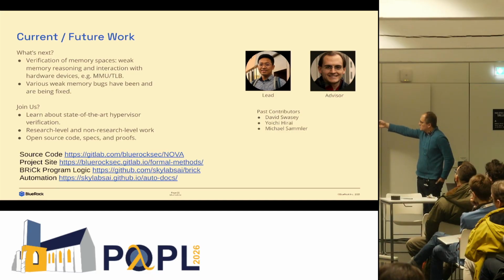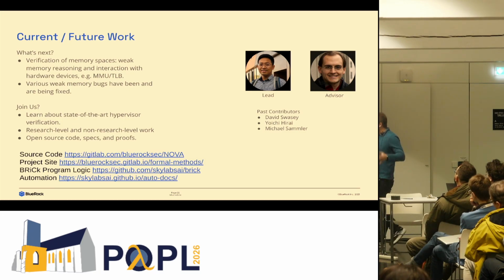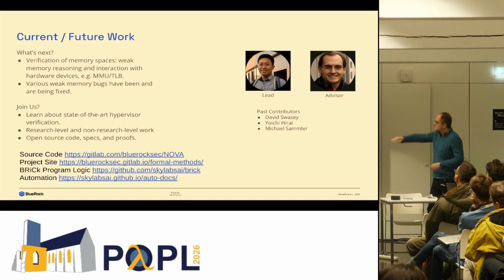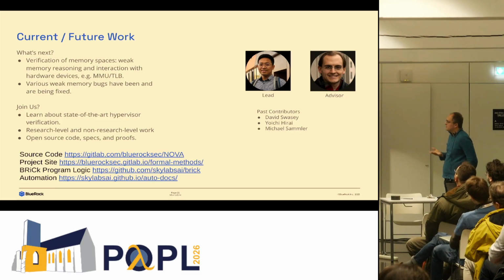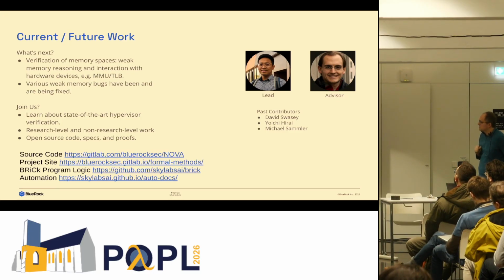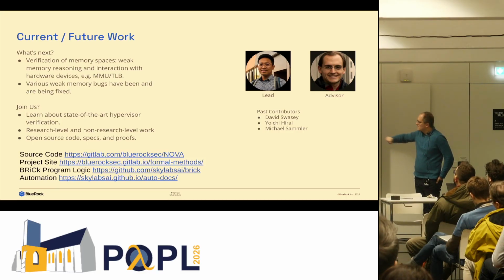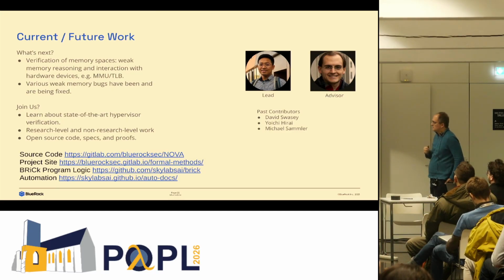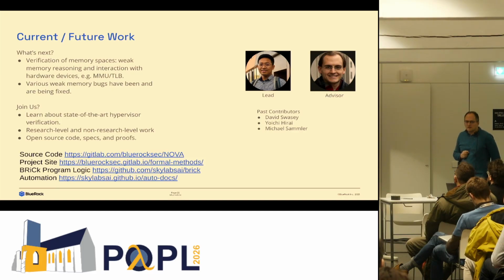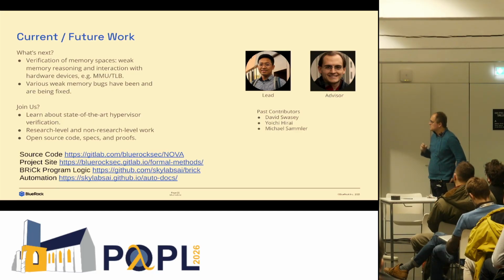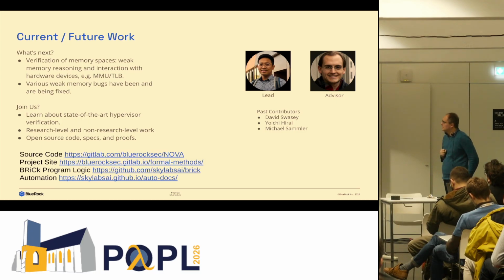So all of Nova is open source. The source code's available here. We've got a project website, the formal methods at BlueRock, at the second link. And the BRiCk program logic is open source. You can take a look at that online. That is now owned by Skylabs AI, where I work now. And the automation that we've developed that is being used in this is also a product of Skylabs. And in all of these things, we're very interested in collaborations, people interested in C++, or just real systems verification. And there's a lot of interesting problems that arise when you do real systems verification at this level.